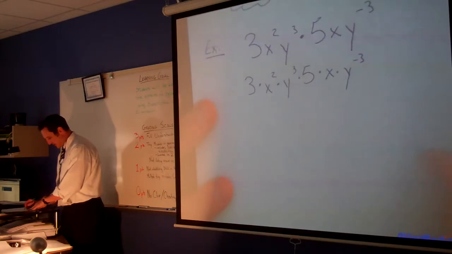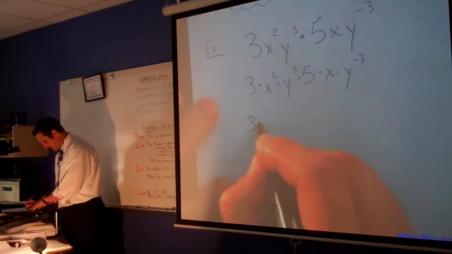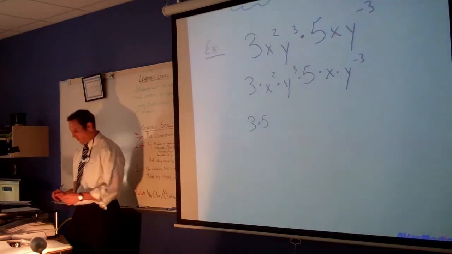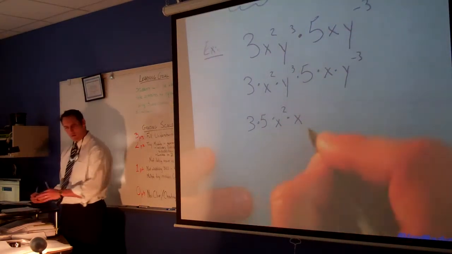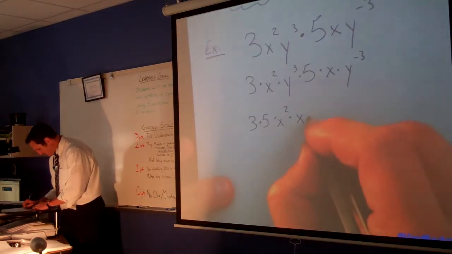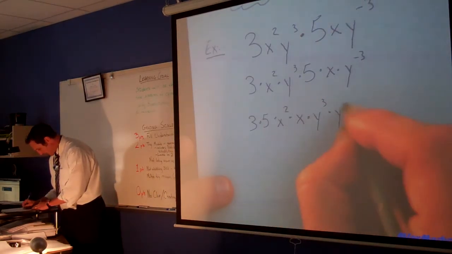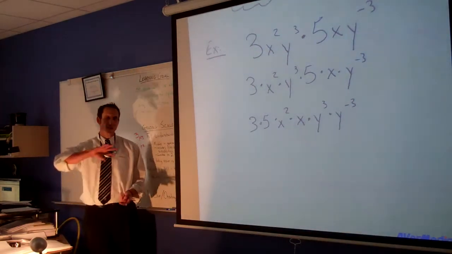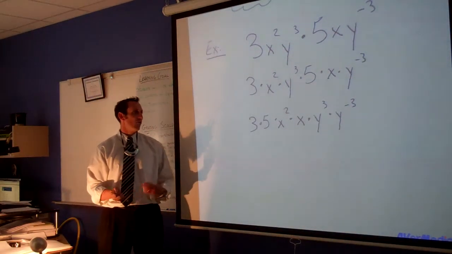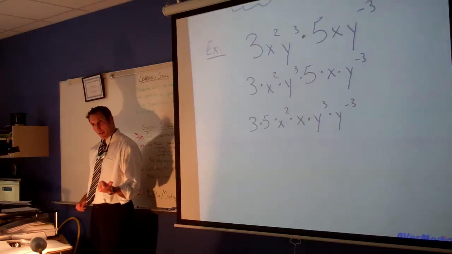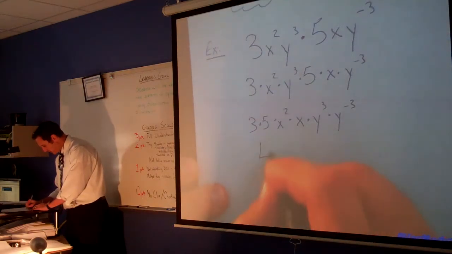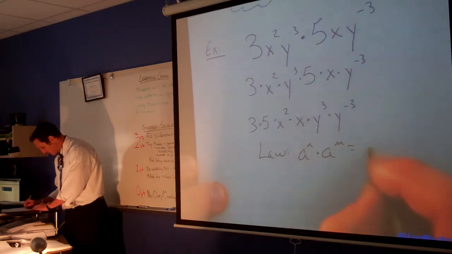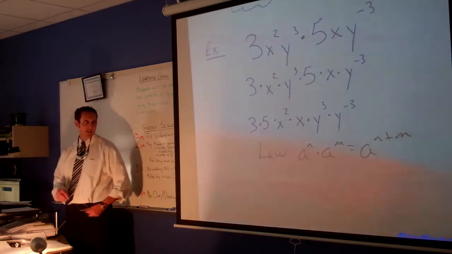And since it's all multiplication, we can rearrange it. So let's put our numbers together. We have our 3 and our 5, so we have 3 times 5. Let's put our x's close to one another. We have x squared, we also have x. Let's put our y's close to one another. We have y to the third, we have y to the negative 3. So we've used the commutative property now, and now all we need to do is either multiply 2 numbers or use that new law of exponents. Remembering that the law of exponents states that when you are multiplying 2 numbers that have the same base, you keep the base. You add the exponents.